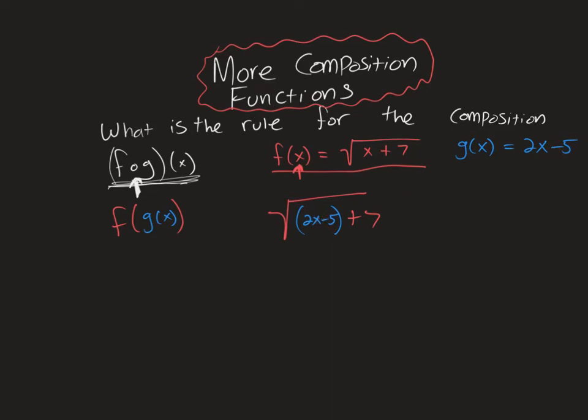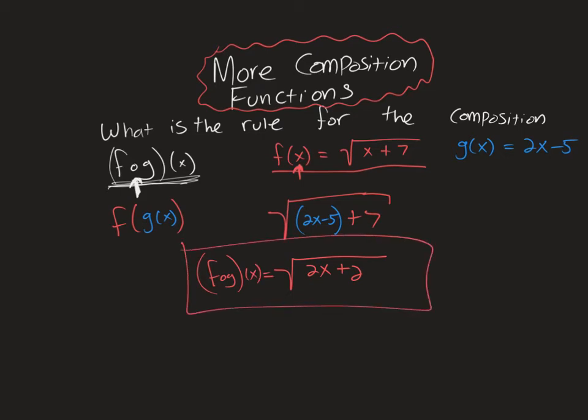And then we've got to simplify. So we don't want to forget to simplify that plus 7 inside the parentheses. So this ends up being the square root of 2x plus 2, because negative 5 plus 7 is 2. So f of g of x is this more simplified rule, essentially, function, f of g of x. We'll do a few more because I recognize that some of this can take some time to build up understanding.